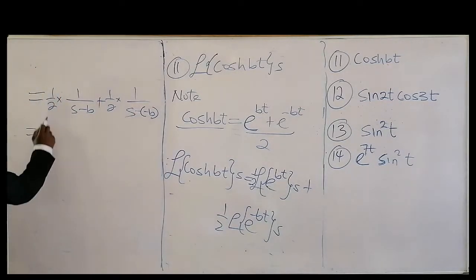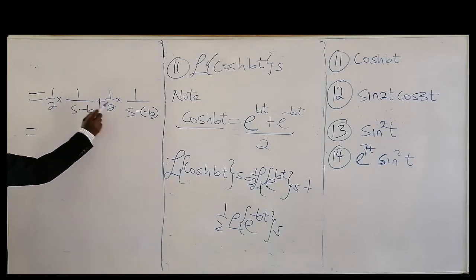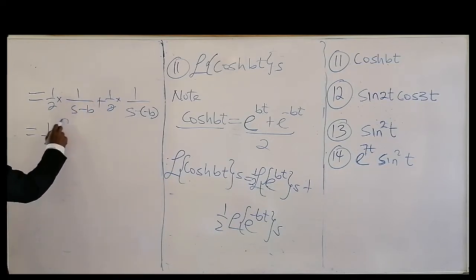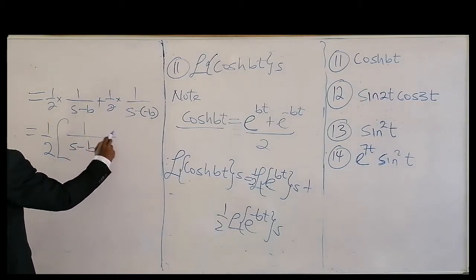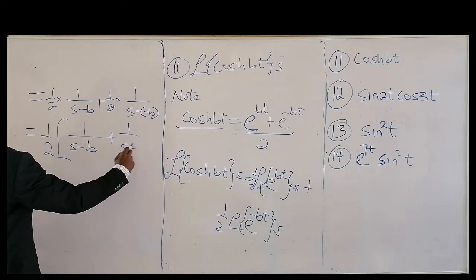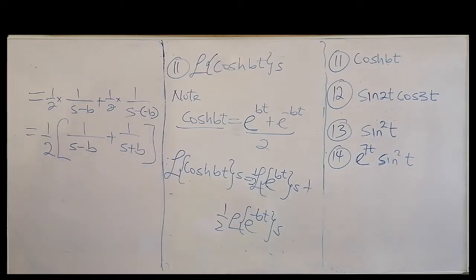So that will be equal to what? We can take the half outside. So that will be equal to half of 1 over x minus b plus 1 over x plus b. You can stop there, but let's do the algebra.